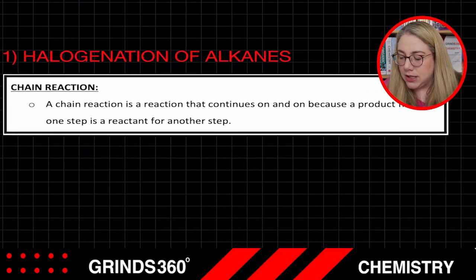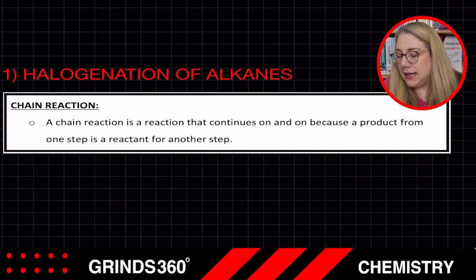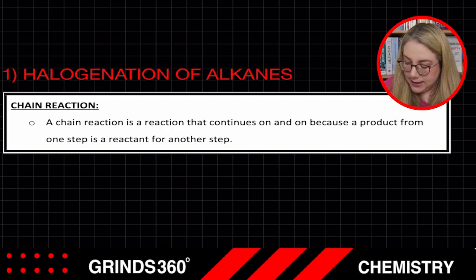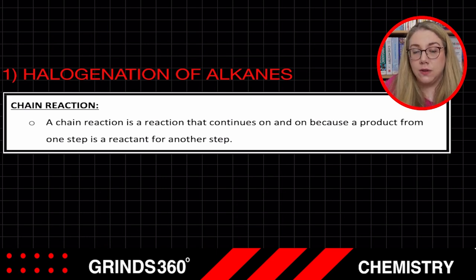Now, the next definition is for a chain reaction. A chain reaction is a reaction that continues on and on because the product from one step is a reactant in another step of the reaction. A chain reaction is very important here because by just using 1 photon of UV light, we're going to end up forming tens of thousands of product molecules, even though we have only broken 1 halogen bond and split it up into the halogen free radicals.